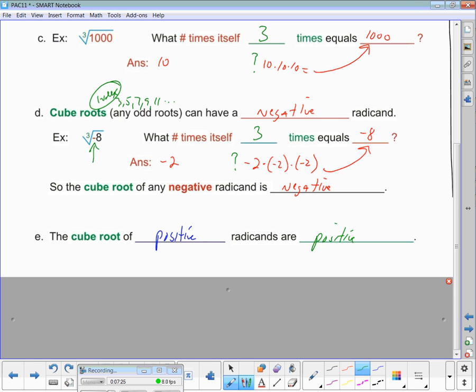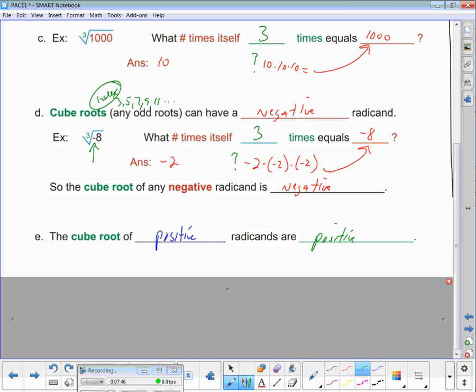And look, here's the logic. Just think about it. What's a cube root? What times itself 3 times, right? So the only way to end up positive is to have positive times positive times positive. That's a positive. The only other possibility is negative times negative times negative, and that gives you a negative. That's not a positive radicand.